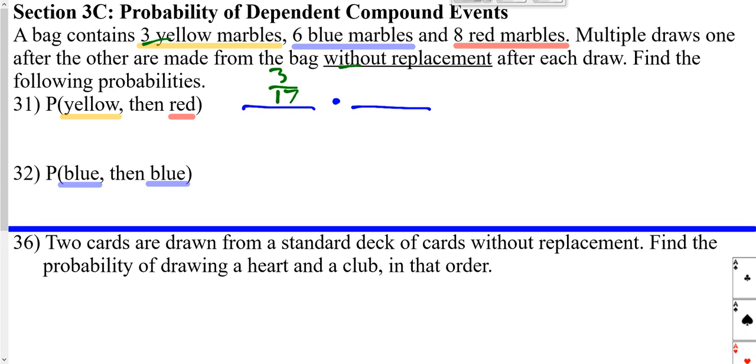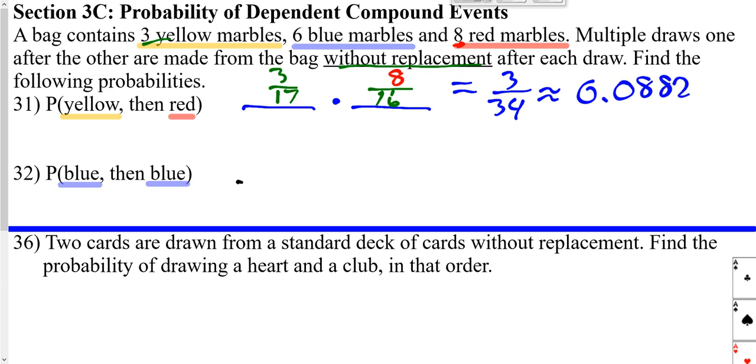Now we are not replacing it, so we're pulling a marble out, recording it, and keeping it out. So that means there's only 16 marbles left. Now, we pulled out a yellow to begin with, and then there's still going to be 8 red. And so when you go ahead and multiply this out, you would get 3 out of 34, or about this.